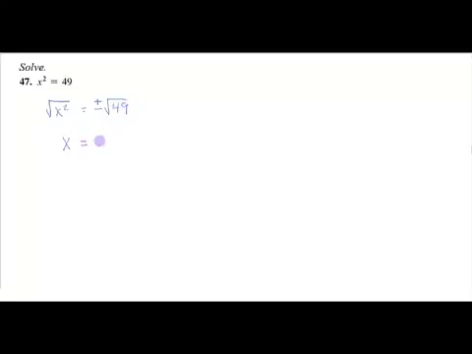Square root of 49 is 7, so I have a positive 7 and a negative 7 as a solution. And as you can see, 7 squared is 49, and negative 7 squared is also 49. Remember, the old way we would have solved this would be to get everything on one side of the equation, factor, set each factor equal to 0, and then solve those individual equations.